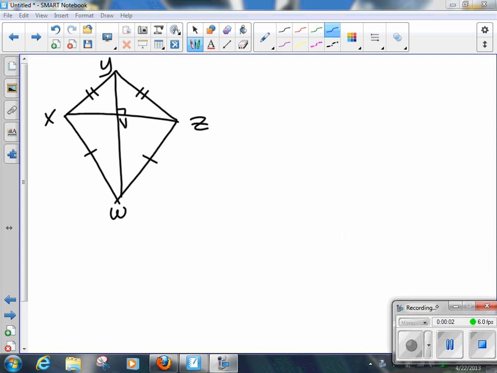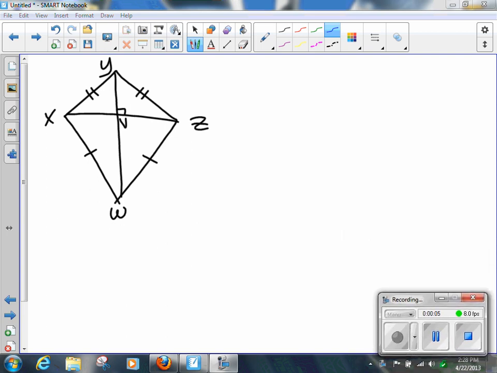Here we go. All right, so we got the kite. We're looking at page 432, and you are given that angle WXY, this whole thing, is 104 degrees. And then it says that VYZ is 49 degrees, okay?